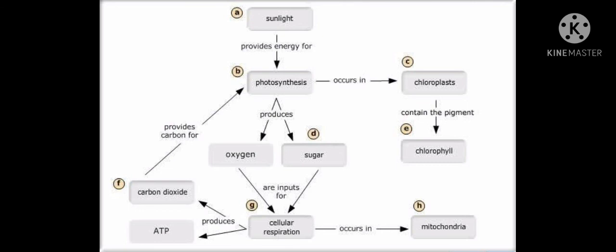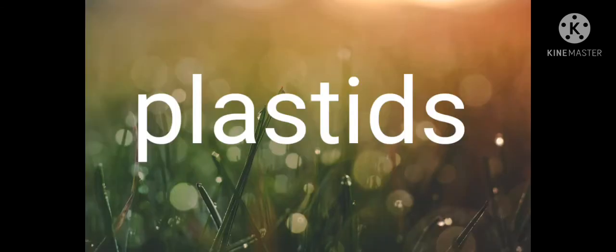Can you see there? Then oxygen and sugar molecules are the inputs for cellular respiration, which mostly occurs in the mitochondria, the powerhouse of the cell. And again in cellular respiration, the energy is formed in the form of ATP, adenosine triphosphate, and carbon dioxide is released. Again this carbon dioxide is provided for photosynthesis. So this is a very simple structure. So this is all about plastids.